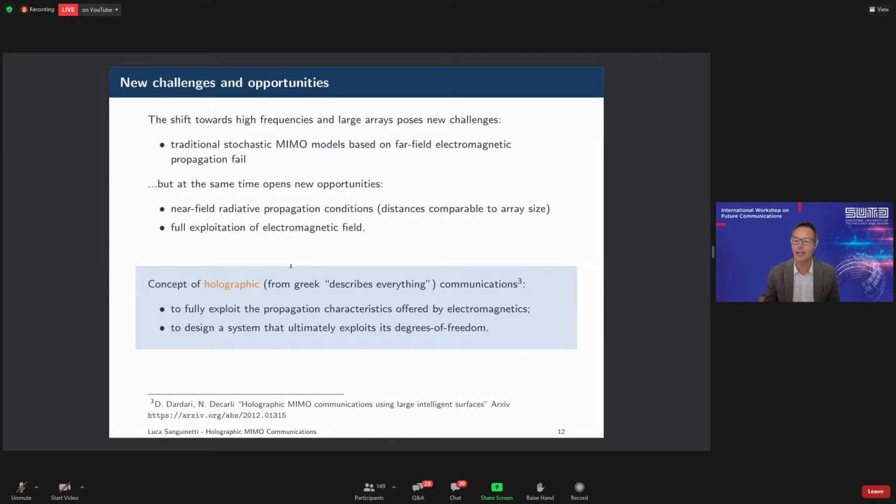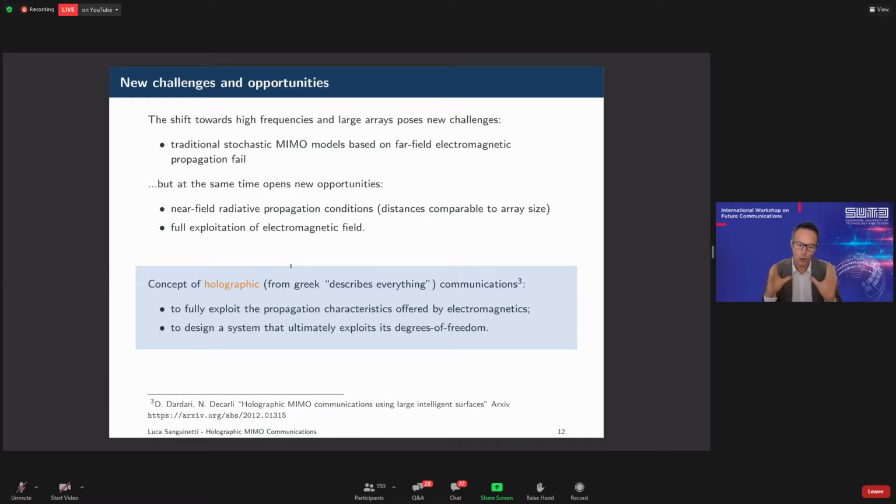And this is precisely the concept of holographic communications. We want to come up with a system which is able to fully exploit the propagation characteristics offered by electromagnetics. This is the only way to exploit the ultimate performance of the system.